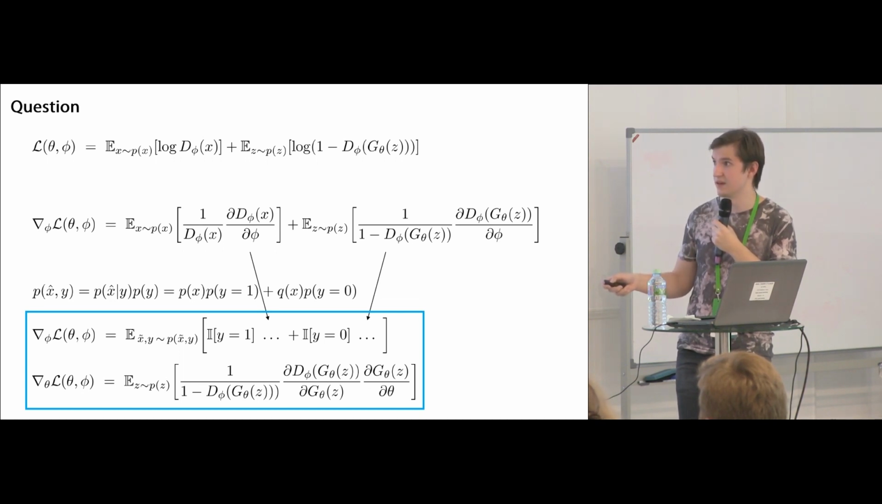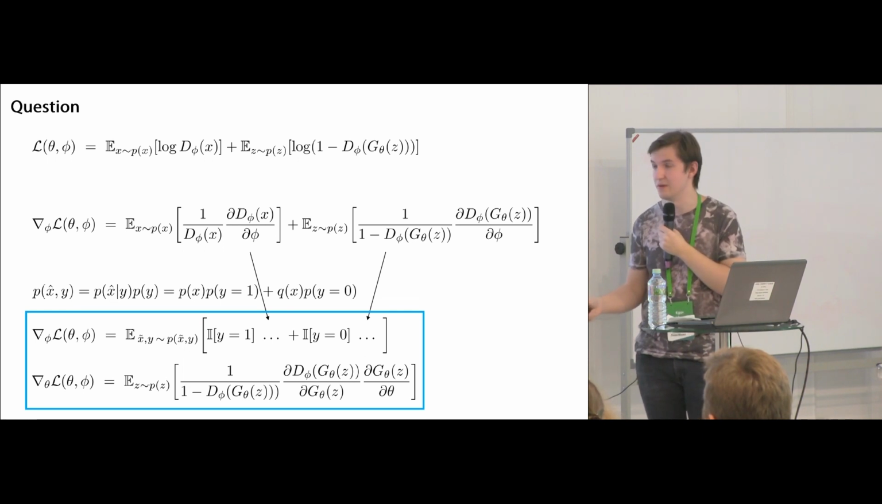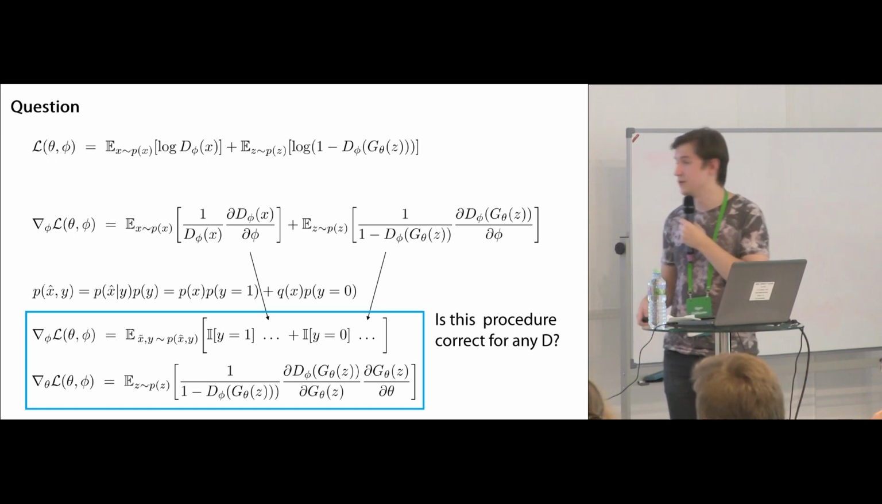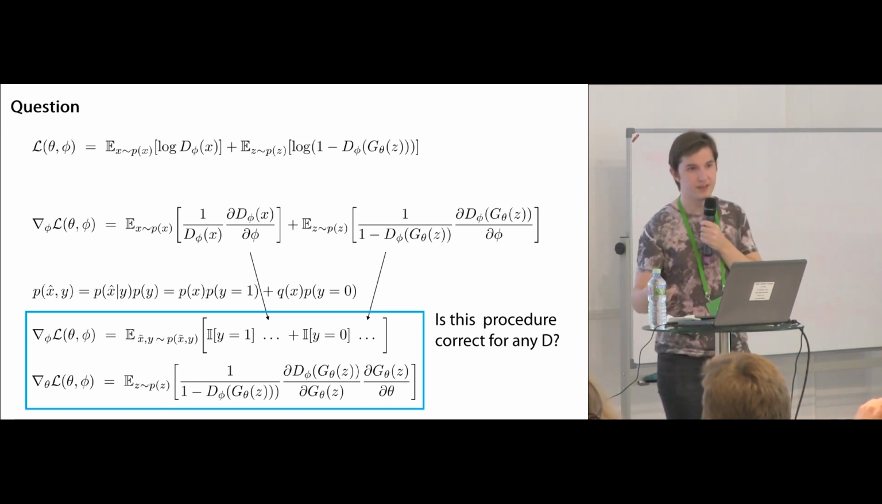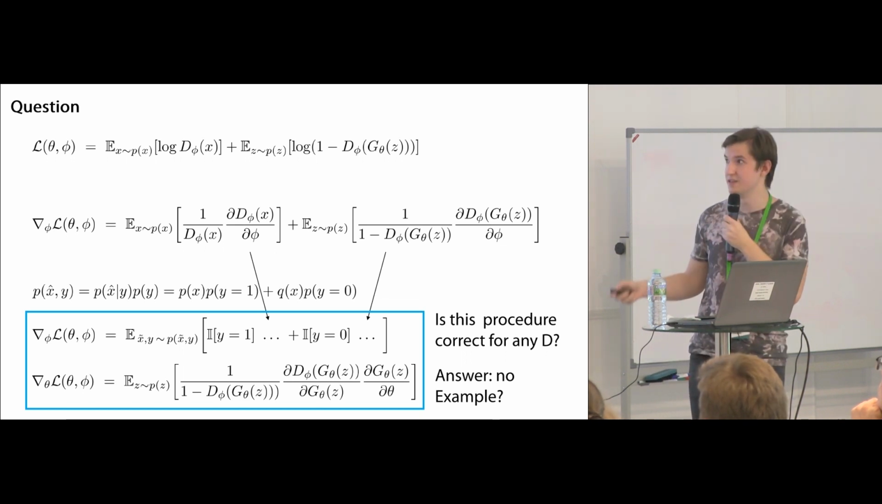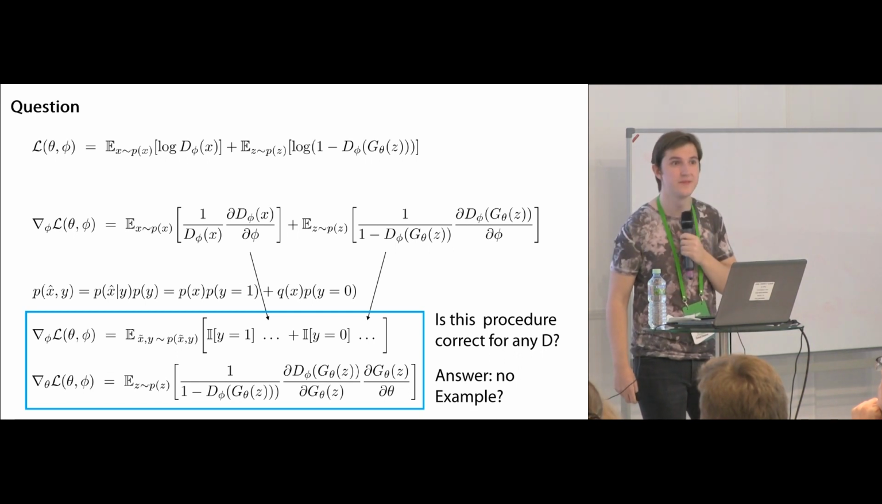And here we have an indicator that the label is 1. We use that gradient in that case and that gradient in that case. And the same value for the generator. It does not change in that formulation. And now a question for you. Is this procedure correct for any choice of discriminator? I would like to tell you the answer. It is no, but I would like you to think for a minute about an example where this procedure will fail, where replacing that gradient with that gradient may actually alter the objective.